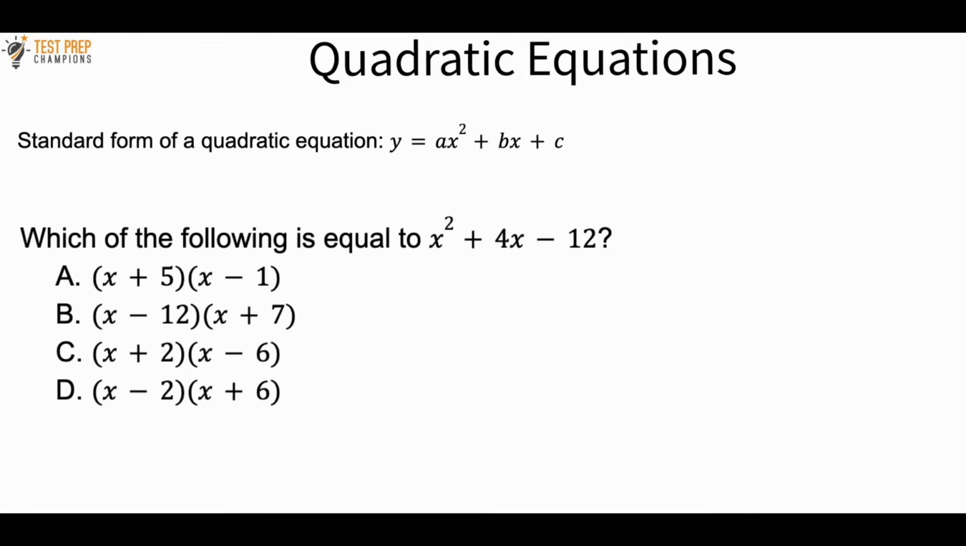So the next question is on the screen. Which of the following is equal to x squared plus 4x minus 12? And I've given you the standard form of a quadratic equation, y equals ax squared plus bx plus c. And this I took right off the formula sheet for the GED Math.